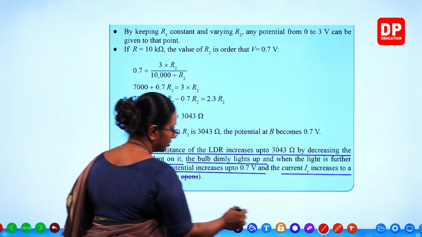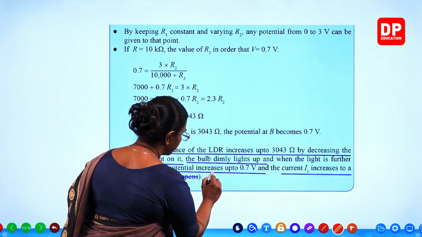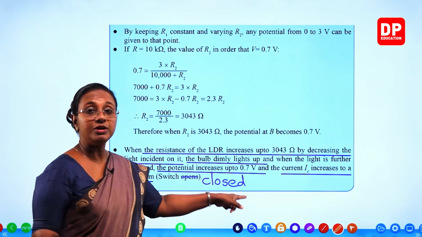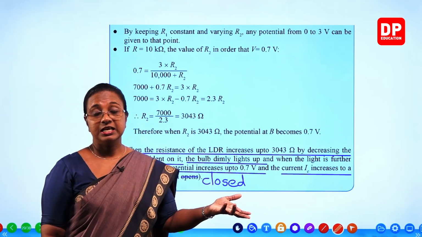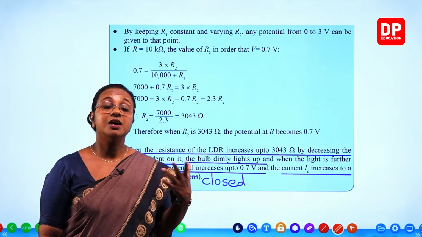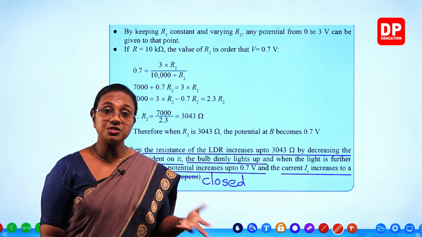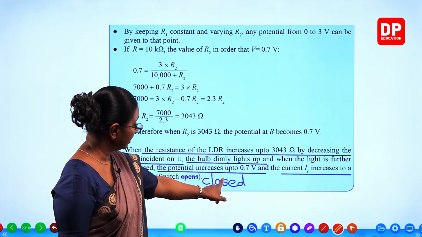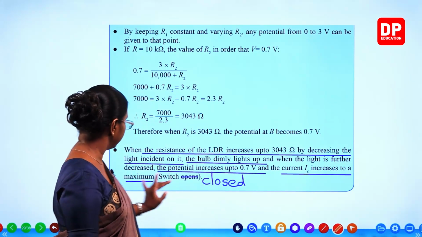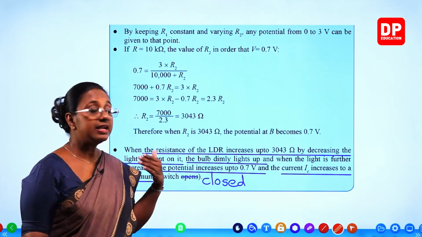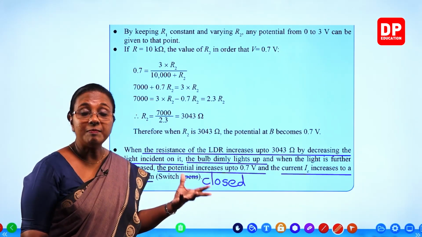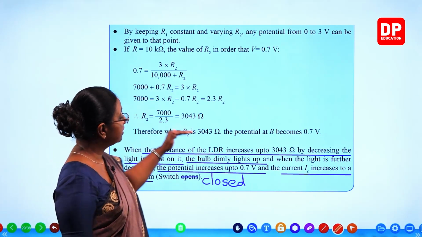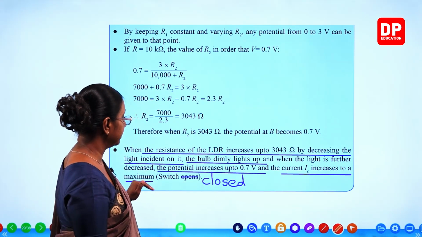This is a mistake, students. This should be switch closes. Then only the bulb will light. If the transistor acts as an open switch, then the bulb will not light. So, here the potential increases and the current increases to a maximum. And that is when you have the maximum brightness of the bulb. So, that is when there is no light incident on it.